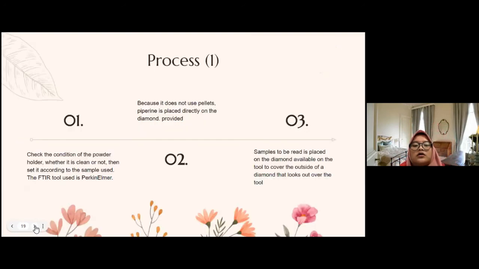The FTIR identification process is, first, check the condition of the powder holder, whether it is clean or not, then set it according to the sample used. The FTIR tool used is Perkin-Elmer. Then, because it does not use pellets, piperine is placed directly on the diamond provided. The sample to be read is placed on the diamond available on the tool to cover the diamond that looks out over the tool.